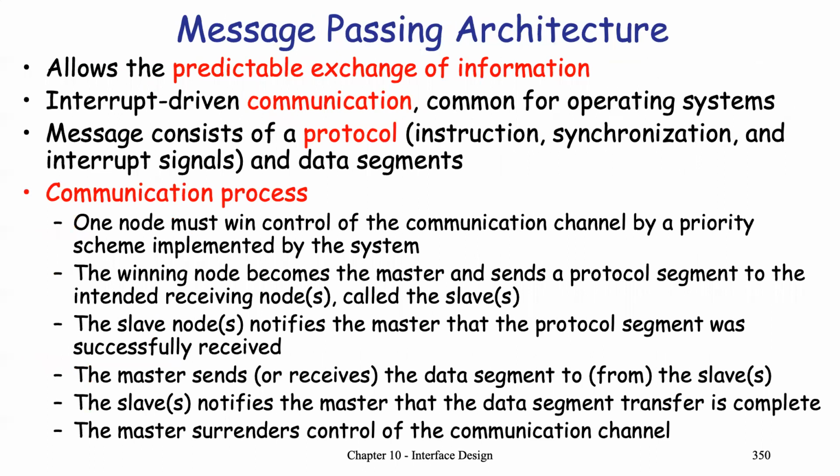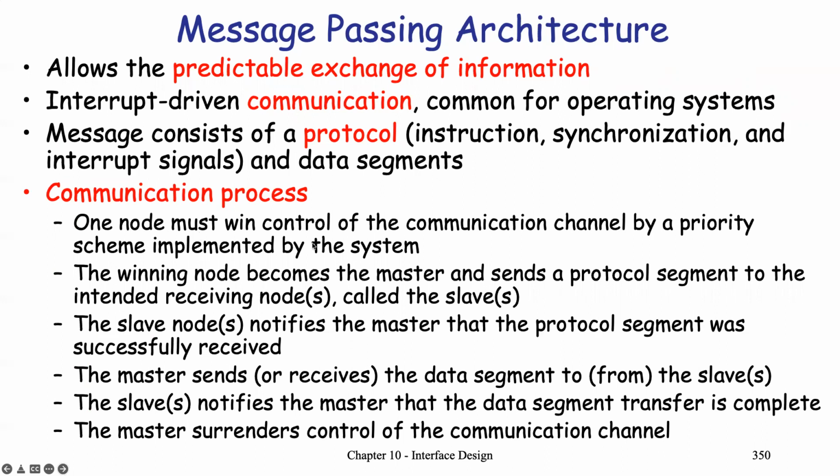For message passing architecture, you want to allow the predictable exchange of information. You can have interrupt-driven communication, so this can be for operating systems. You want to have a message that consists of a protocol, and we'll be talking about some details in terms of protocols. But here you're thinking about instruction, synchronization, and interrupt signals, and how that goes from data segments. And then there's the communication process that is followed.